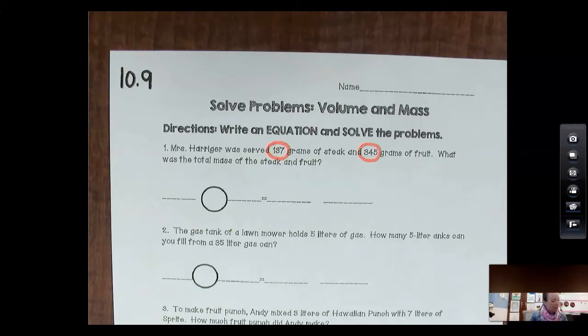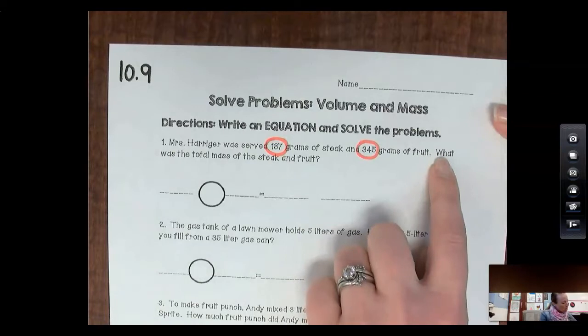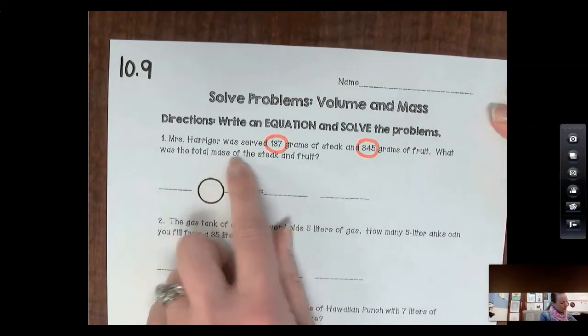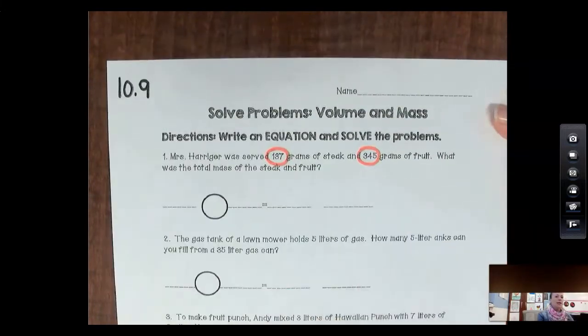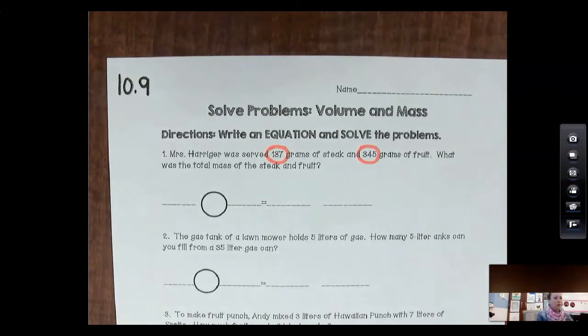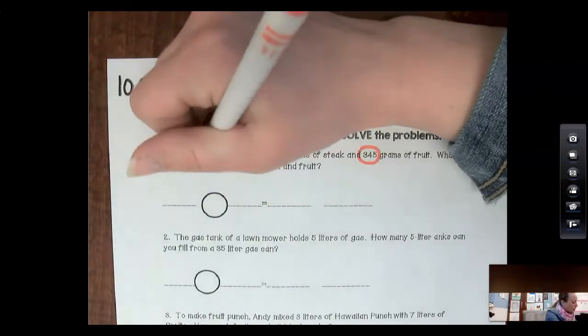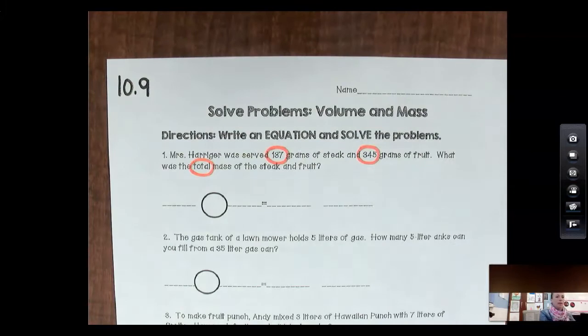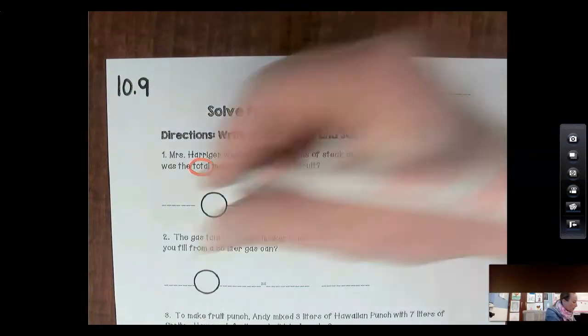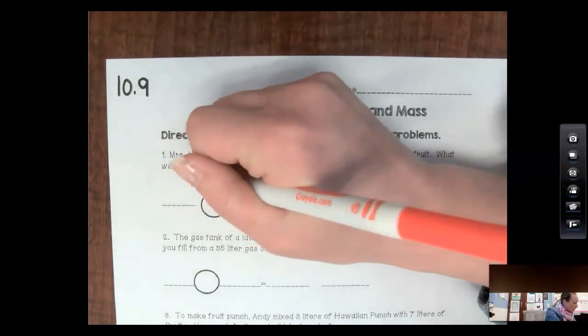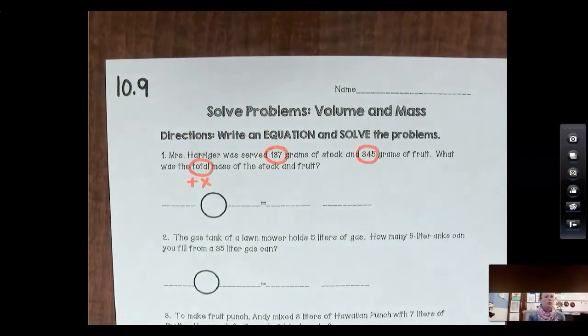Typically keywords are found in the last sentence of a story problem. So it says, what was the total mass of the steak and fruit? Do you guys see anything that could be super helpful there? Well, I see the word total. So go ahead, please, and circle the word total. Now, total always means add or times. Okay, so when you see the word total, it's either add or multiply. So, do we add or multiply?